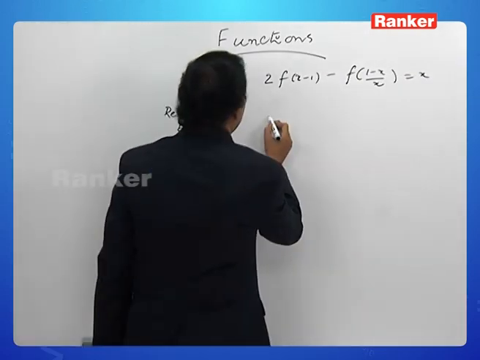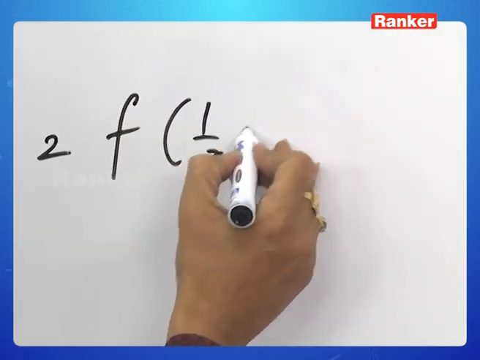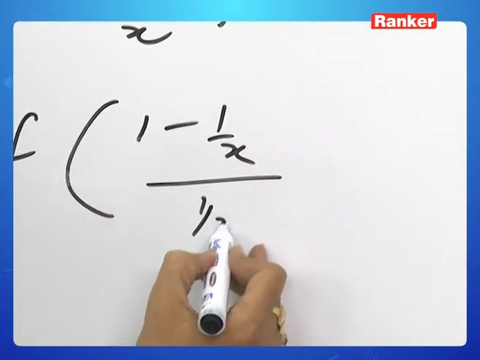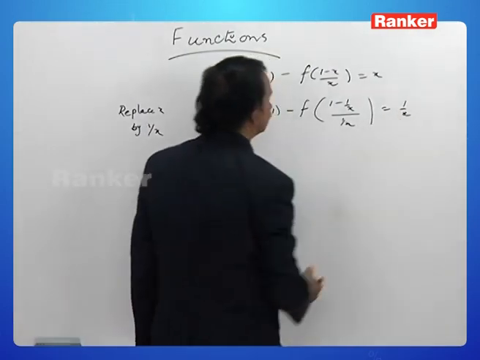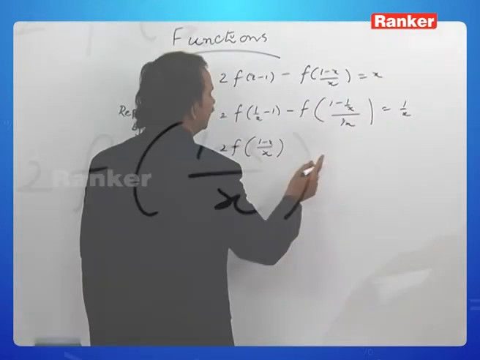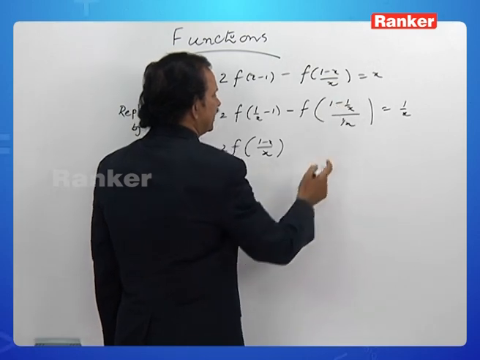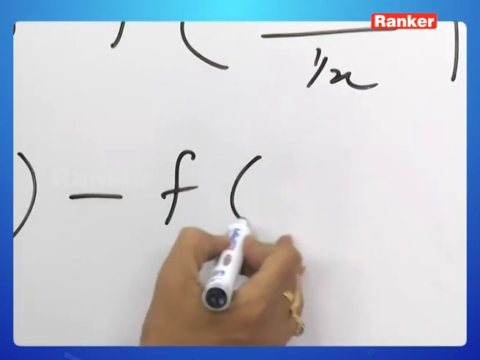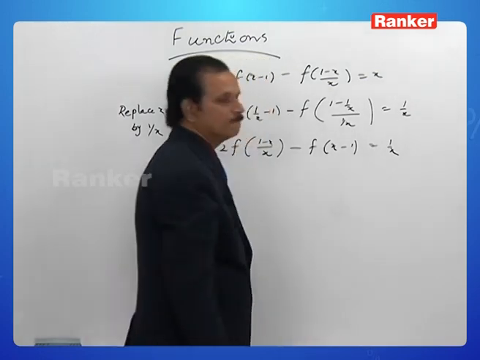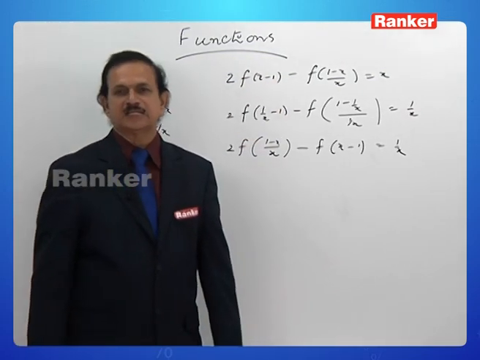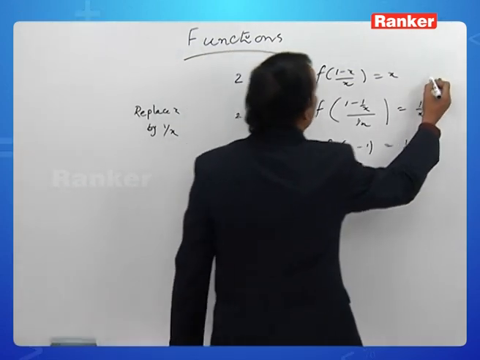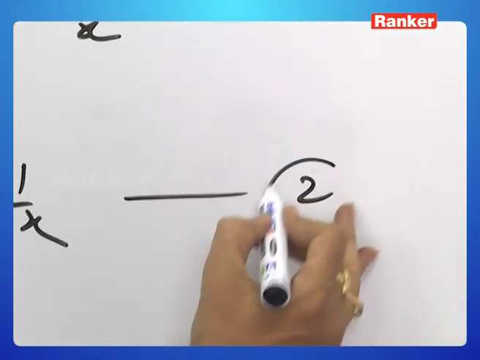What are you going to have? 2 into f of 1 by x minus 1 minus f of 1 minus 1 by x by 1 by x is equal to 1 by x. That is 2 into f of 1 minus x by x, if you multiply both numerator and denominator by x, minus f of x minus 1 is equal to 1 by x. That is the thing that happens when you replace x by 1 by x. Let me call this 1, this 2.